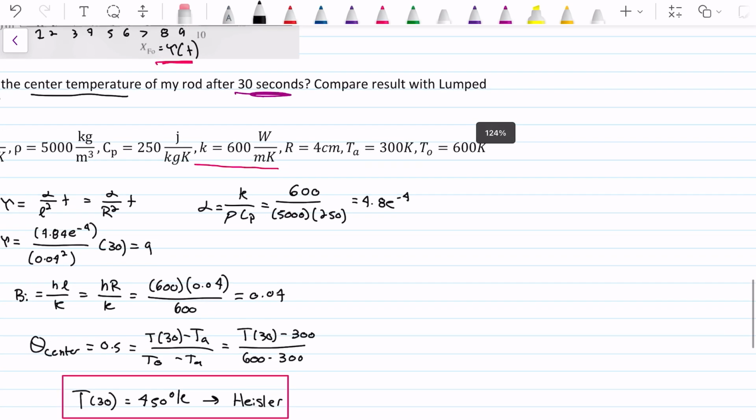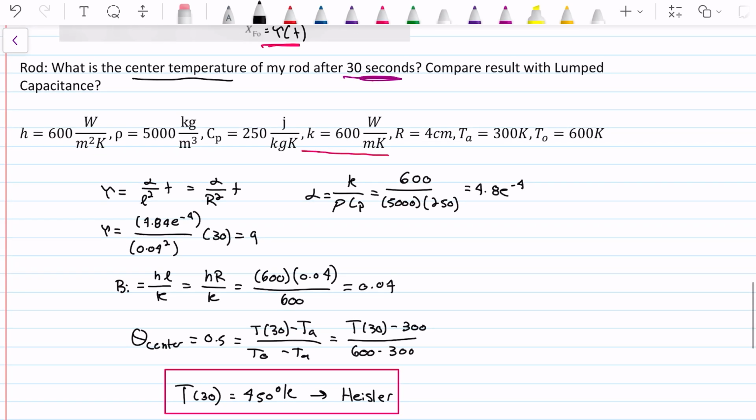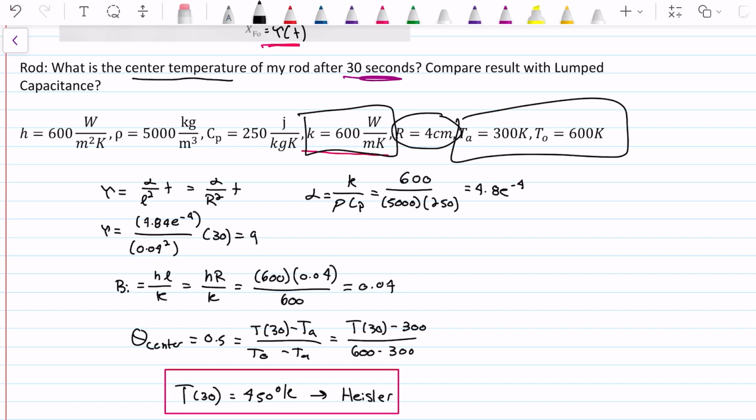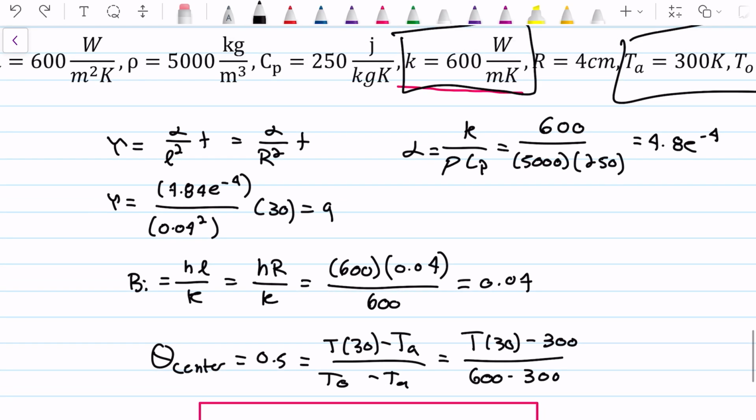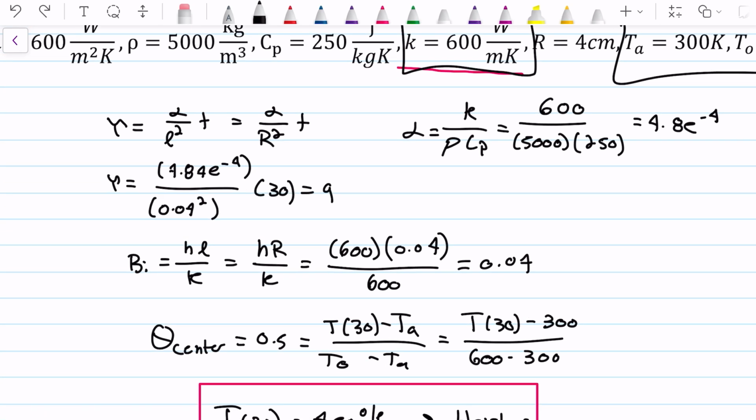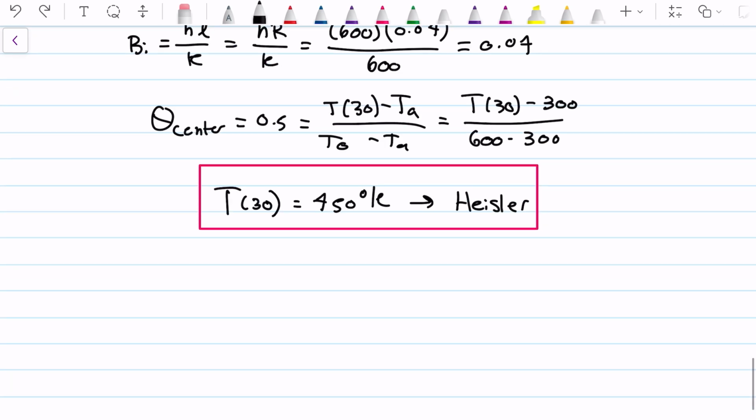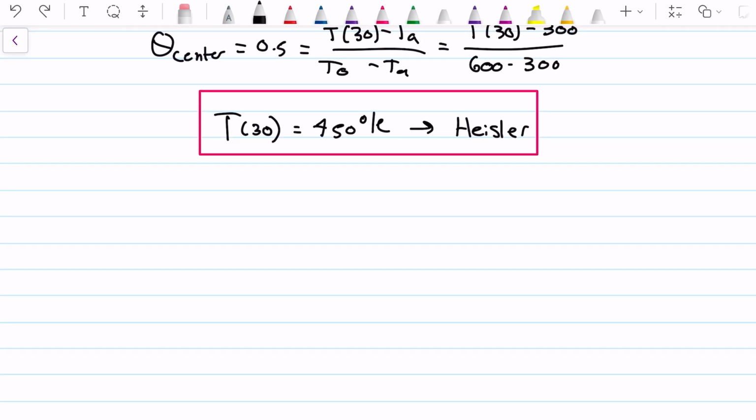We're exactly halfway between our ambient and our initial temperature. So after 30 seconds, we're exactly halfway. That's interesting. Now, like I mentioned, with such a high k value and a relatively small object, lumped capacitance should be a good approximation. So let's go ahead and solve with lumped capacitance and see how they compare.